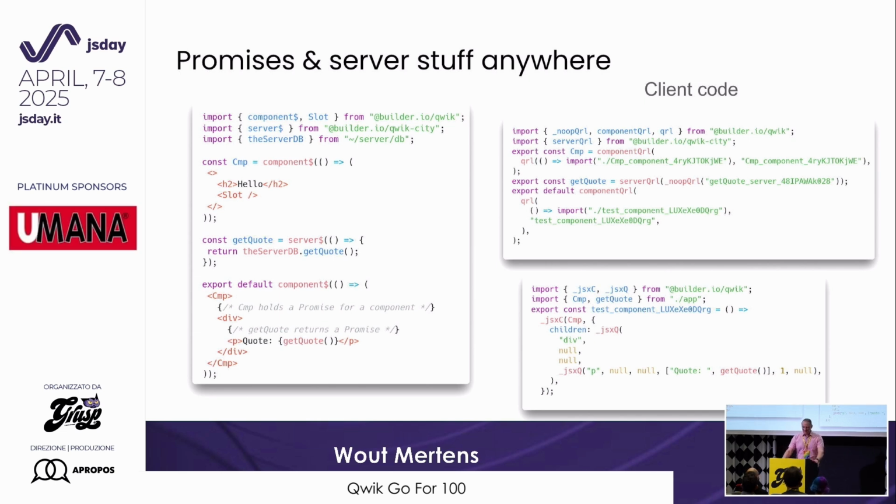Good. Next up, promises, server stuff, just anywhere. You can do everything, right? On the left-hand side again, we have an example. So again, a component, and then here we have something called server$, which is coming from Qwik City. I will tell you in a second. And it seems to call something from a server database, right? And here we have just another component, and the getQuote that it gets back from server$, we just put it in there.